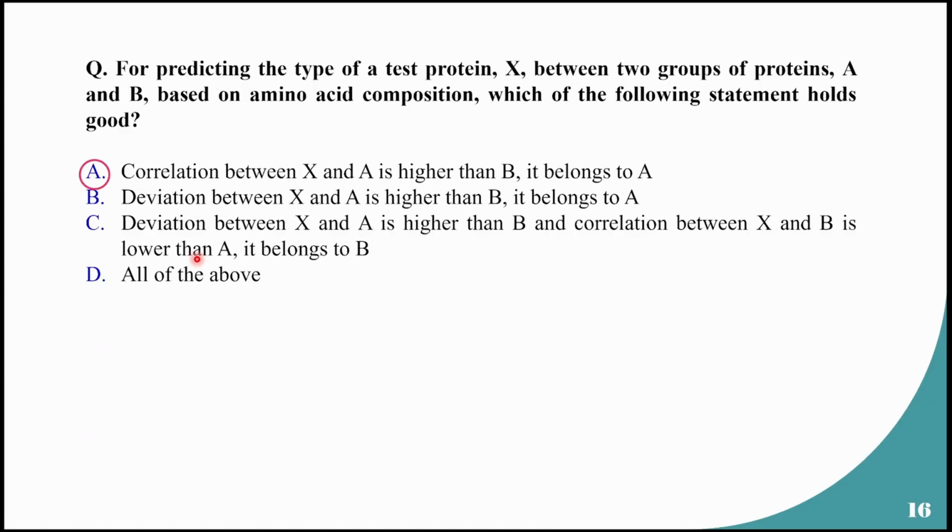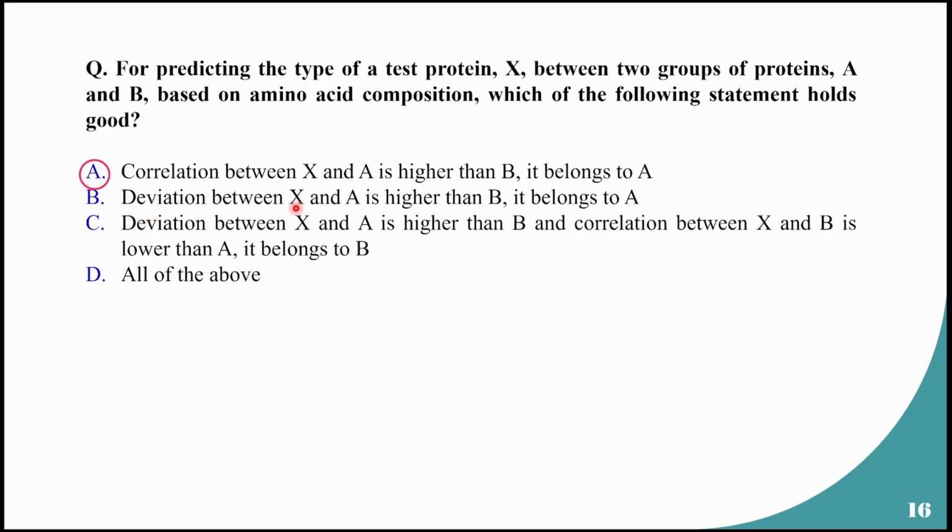So if the correlation between X and B is lower than A, that means that X and A have higher correlation. So in this case, the statement is contradicting itself. It's saying that X and A will have higher correlation, but the first part is also saying that X and A have a higher deviation. Now correlation will indicate similarity and deviation will indicate dissimilarity, right? So in this case, the two parts are not in agreement with one another.